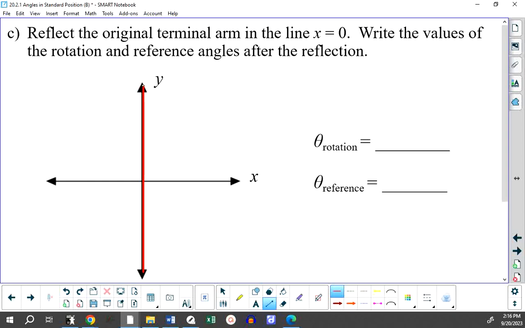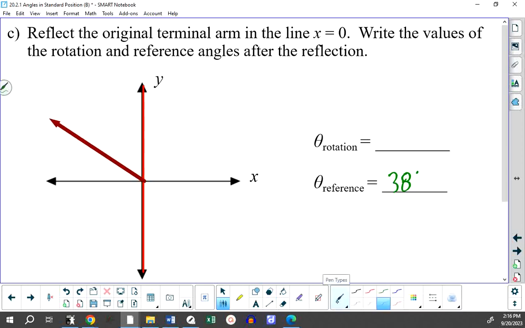And we know the reference angle is still going to be 38 degrees. That's what we learned right at the beginning. So all I have to do is draw a terminal arm in quadrant 2 with a reference angle of 38 degrees. And we're back in yesterday's mode where we have to find the rotation angle, 180 minus 38 degrees. 142? Thank you.